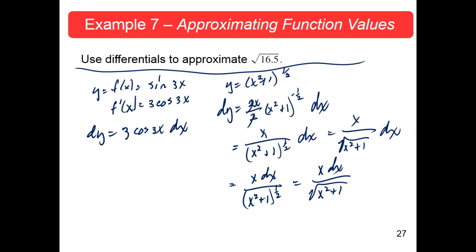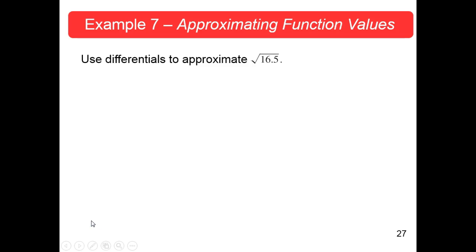Differentials can be used to approximate function values. To do this for the function, and this is what we just did. I'm sorry, that was the previous one. Let's do example 7 now and see if we can do this. Let me erase what we've got here. Any question on 5 or 6 before I erase it? All right. So use differentials to approximate the square root of 16.5. This is not going to give you the exact, but it's going to give you the approximate.